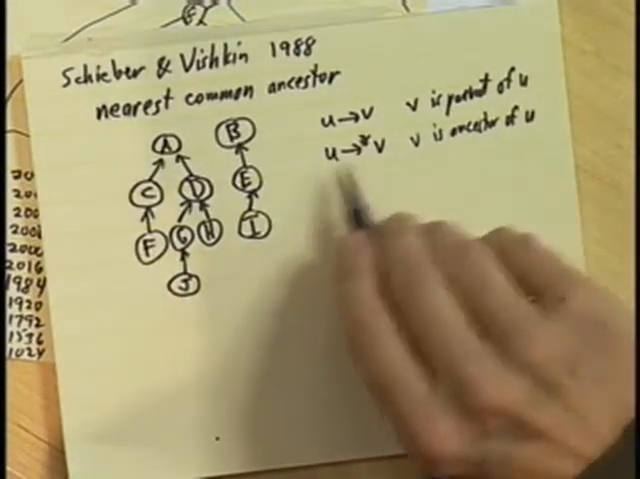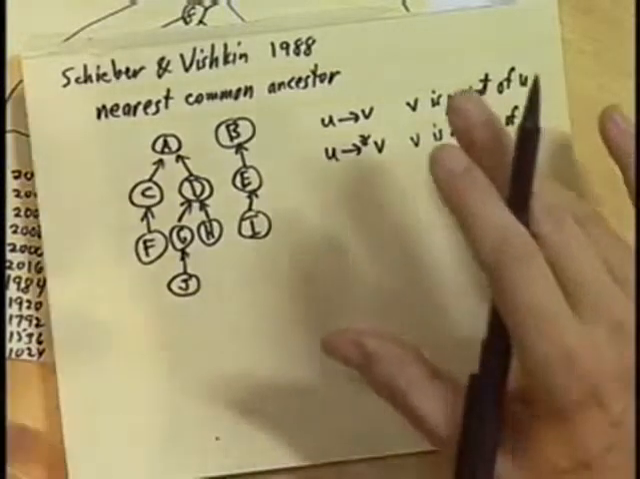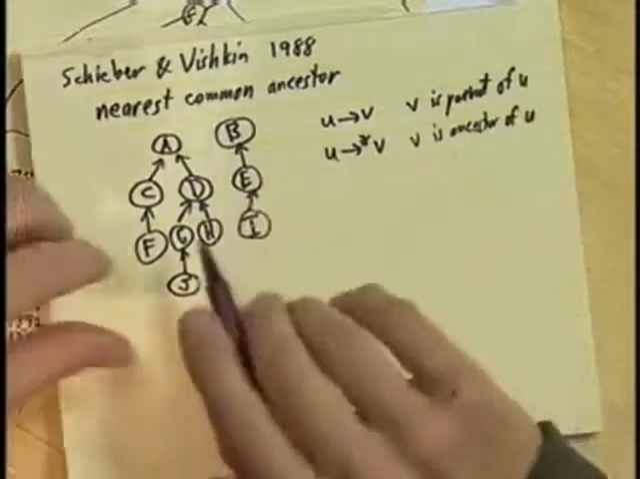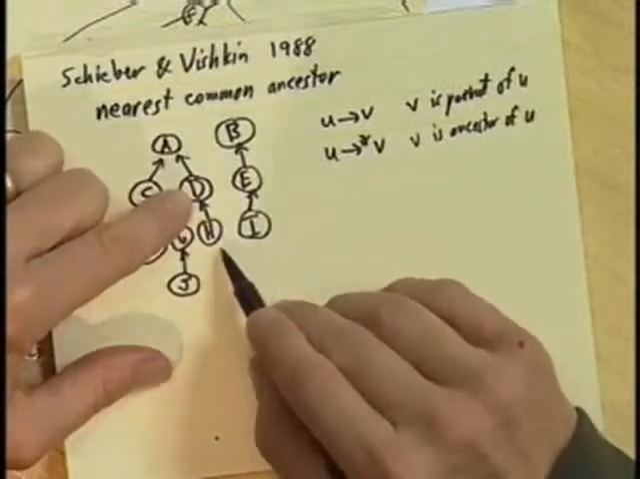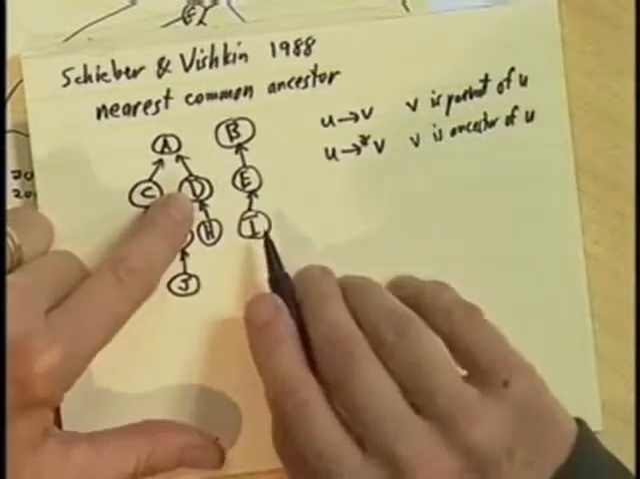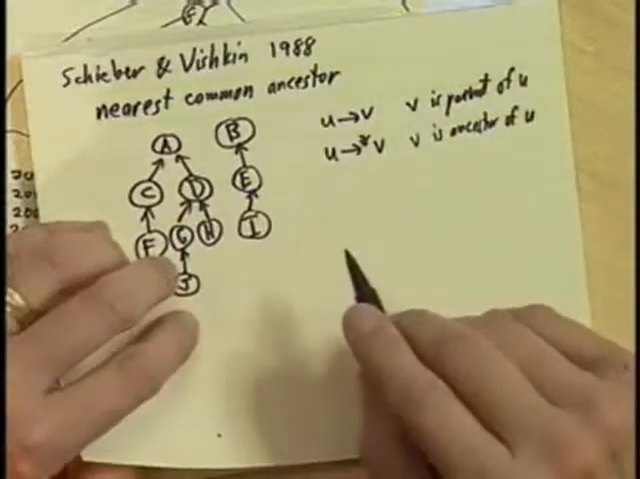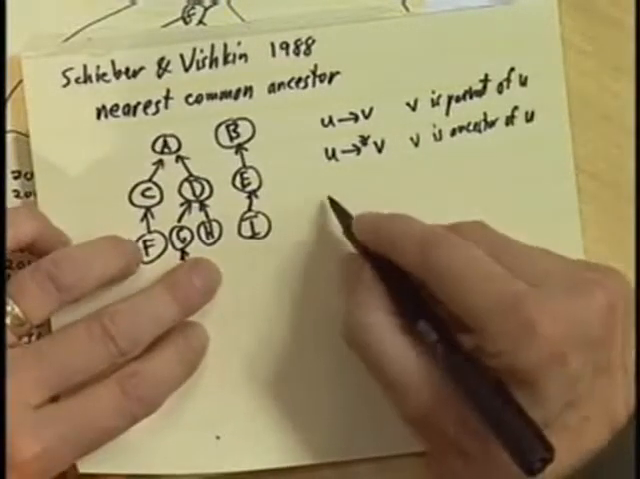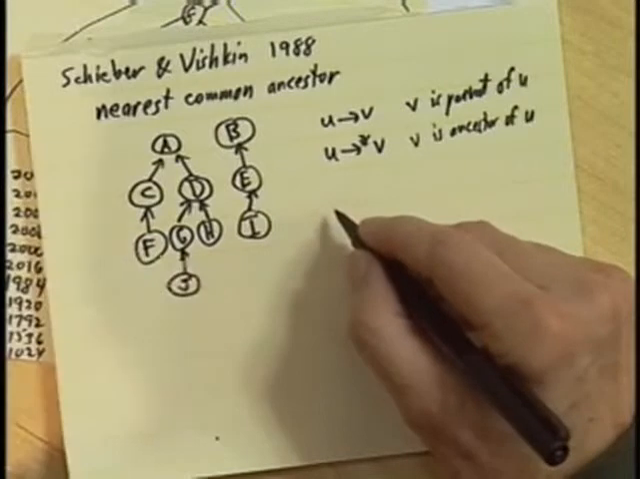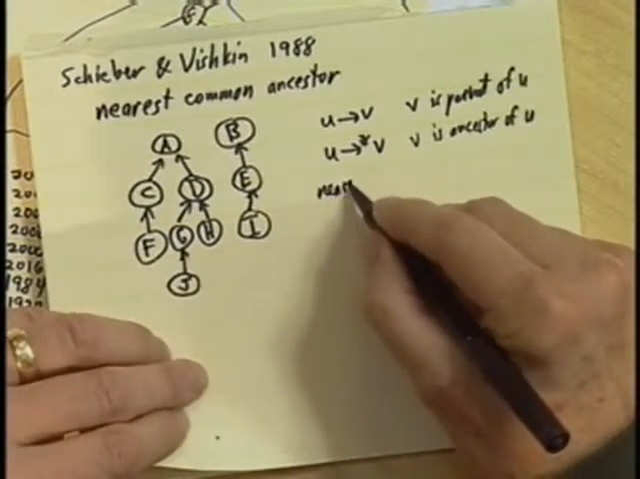It turns out that it's better to have this definition where somebody is its own ancestor, because otherwise, what would be the nearest common ancestor of D and H? It has to be an ancestor of both D and H, and so D would have to be the nearest common ancestor of D and H. And so the idea is the nearest common ancestor.